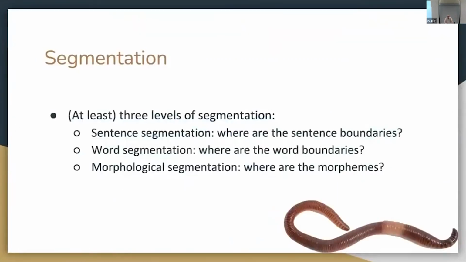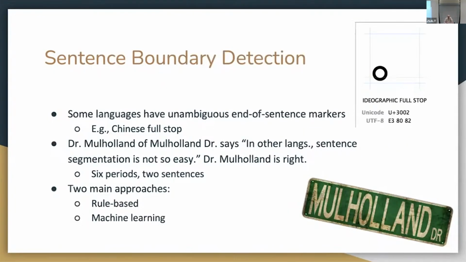Okay, so we can count these things, but how do we find them? Well, first we have to segment the text. And there are at least three levels of segmentation you need to do. You need to figure out where the sentences are. Then you need to figure out where the words are. And then you might have to figure out where the parts of the words are. So we'll look briefly at these.